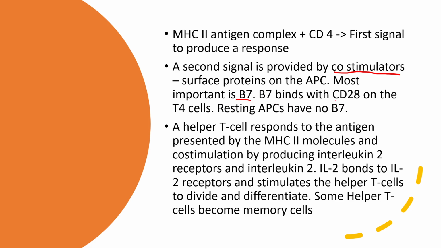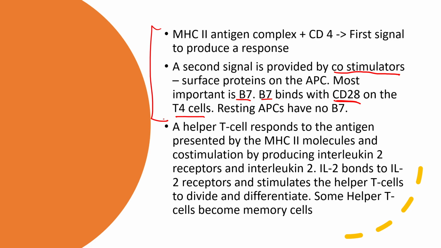B7 binds with CD28 on T4 cells. B7 is on the APC, CD28 is on the T4 cells. Resting APCs have no B7, so resting APCs cannot awaken our helper T cells. So why is this process important? This is important so that the body does not waste resources producing helper T cells for which it has no purpose.